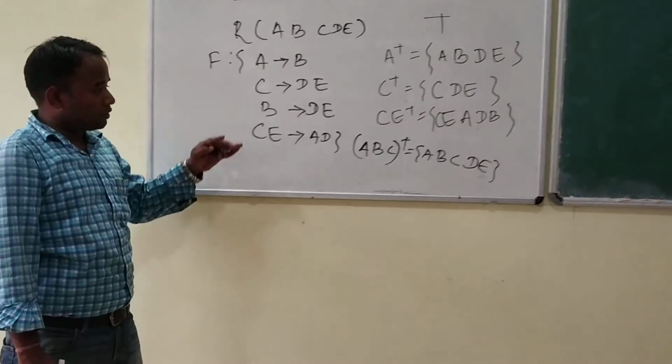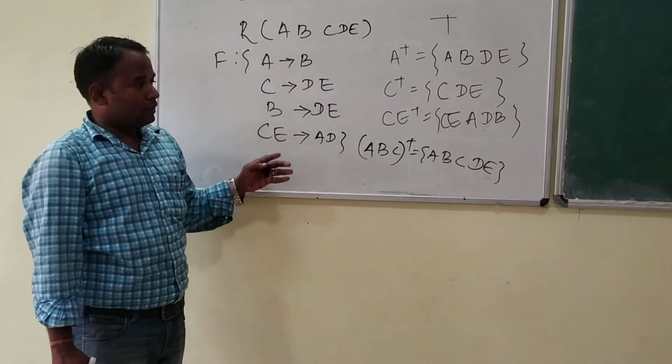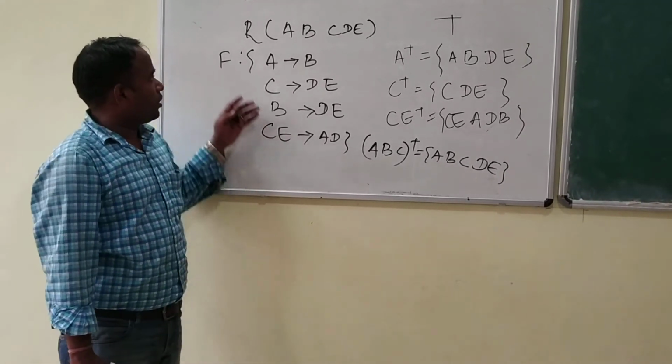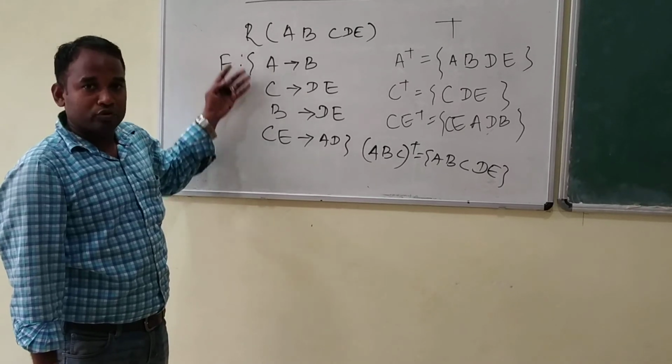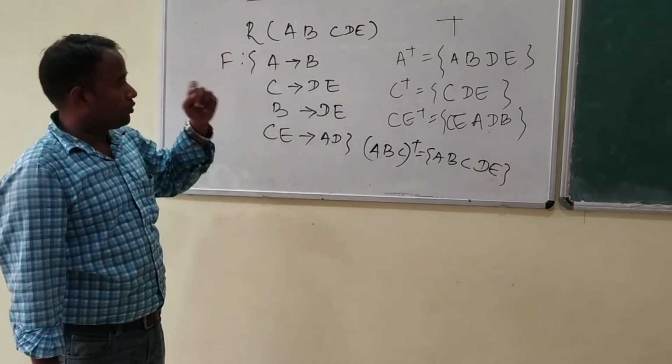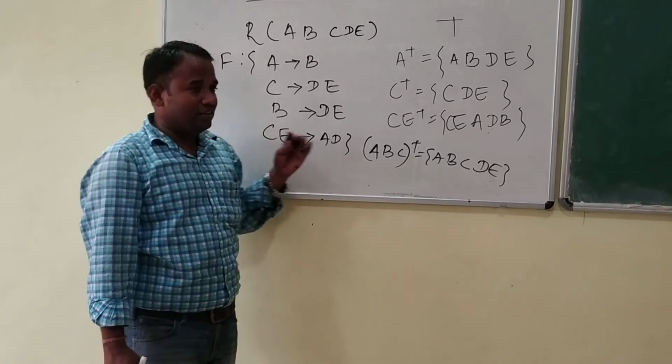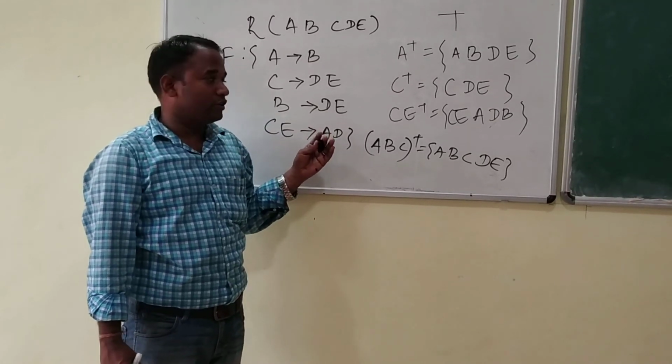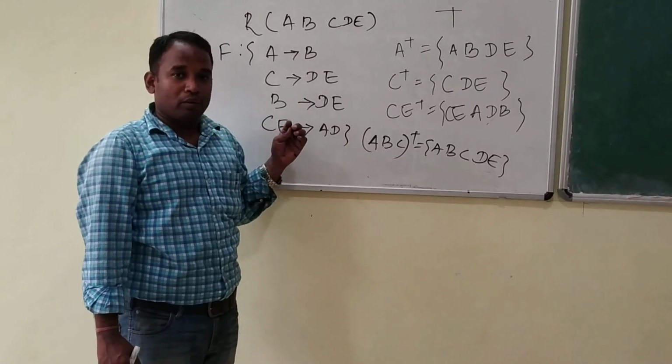Once we have mastered this closure property, next we'll see the uses of functional dependency, like finding the keys and finding the additional functional dependencies. All this we'll see one by one in the next class.